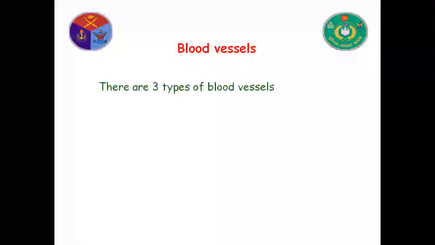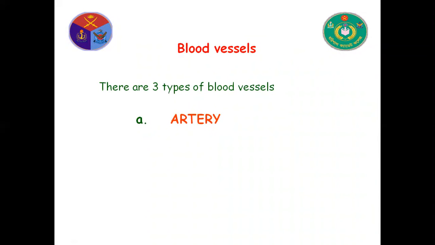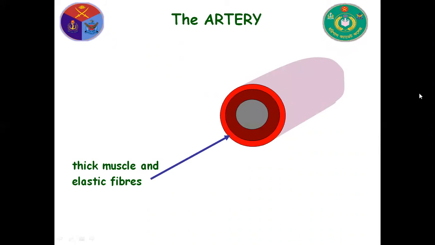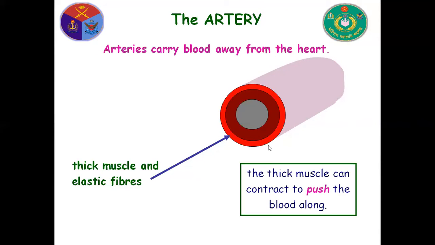Now, blood vessels. There are three types of blood vessels in the human body: artery, vein, and capillary. Now, artery. Arteries carry blood away from the heart. Actually, an artery carries oxygenated blood from the heart to our body cells, and its wall is very thick. If you cross-section this, you will get three muscle layers. The thick muscle can contract to push the blood along.